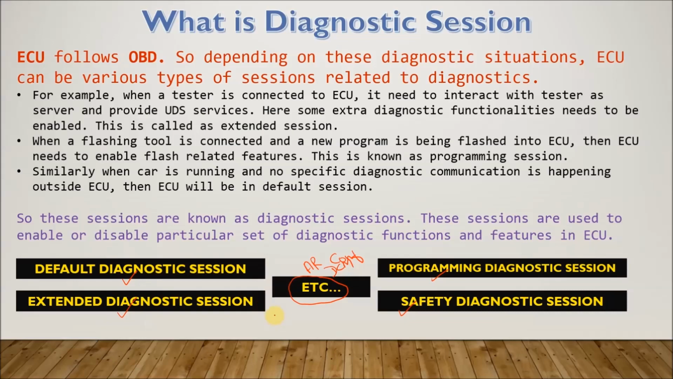Let's say we have an ECU, which will have various UDS services. What do you mean by various UDS services? Each UDS service will have its own code part, right? So these codes which implement the UDS services, usually all of them do not need to be enabled when the car is normally running because the tester is not connected. So when the tester is not connected, then these will be disabled.